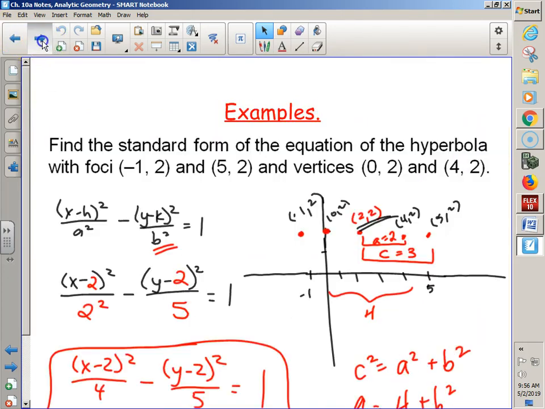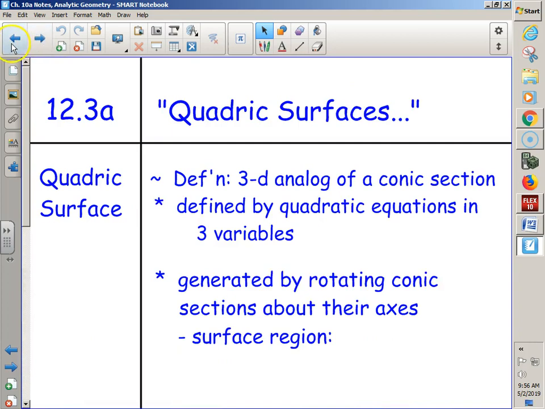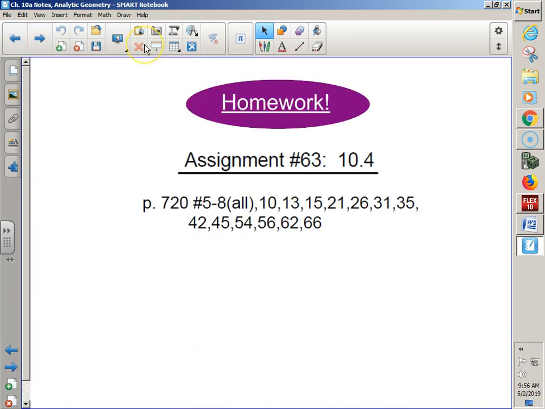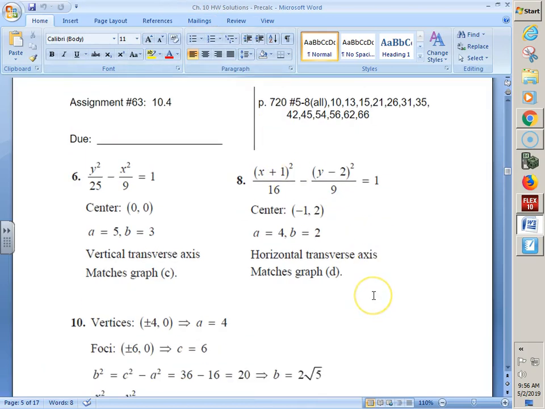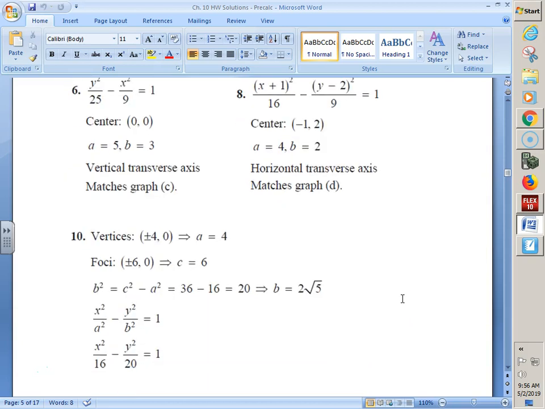All right, cool kids, here we go. We're ready to tackle homework. So section, lo siento, 10.4, here we go. Number 6 should match with C. Number 8 should match with D. Number 10, let me give you a second, but from those clues, you were supposed to figure out that A was 4 and C was 6.